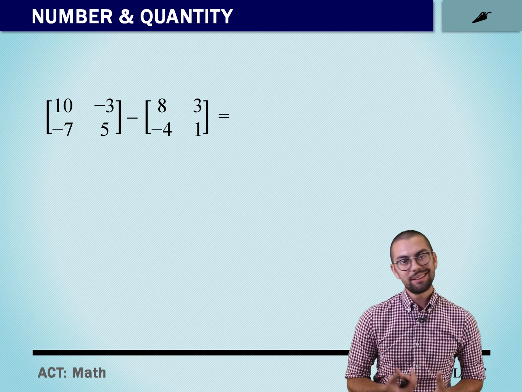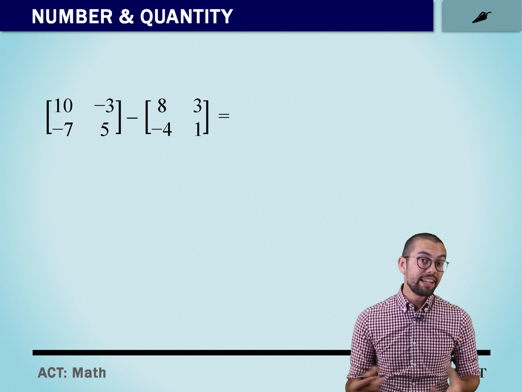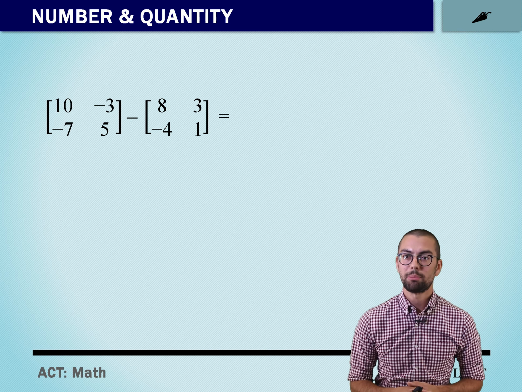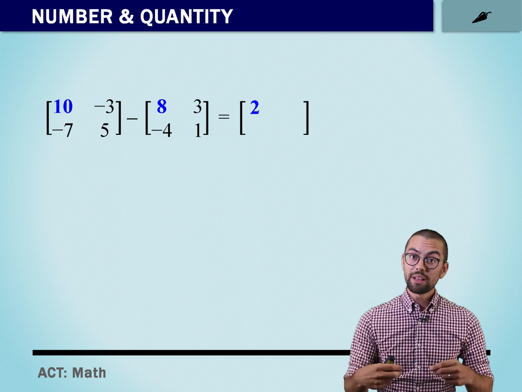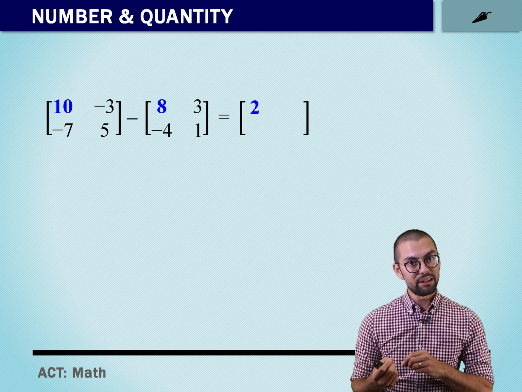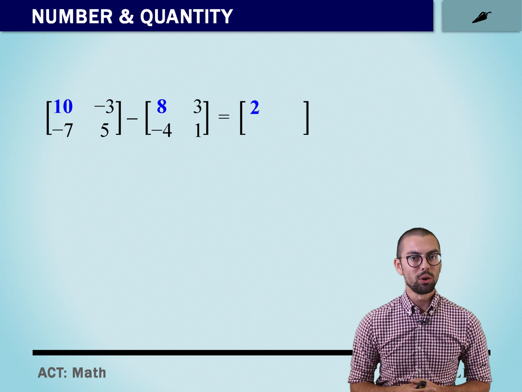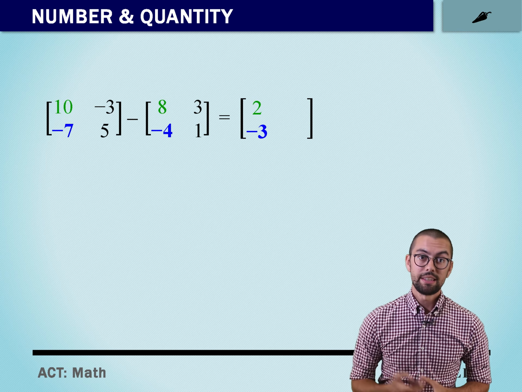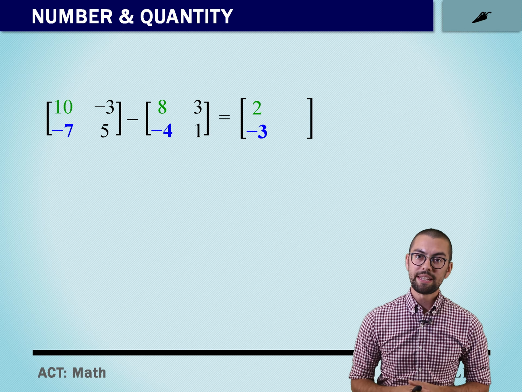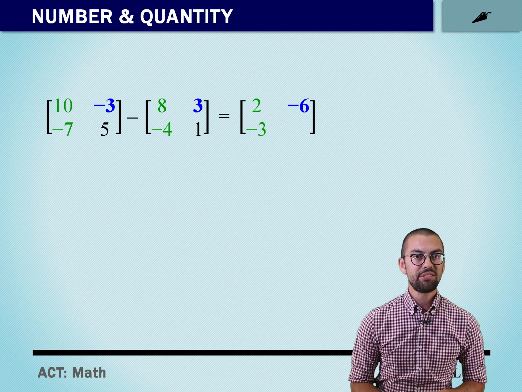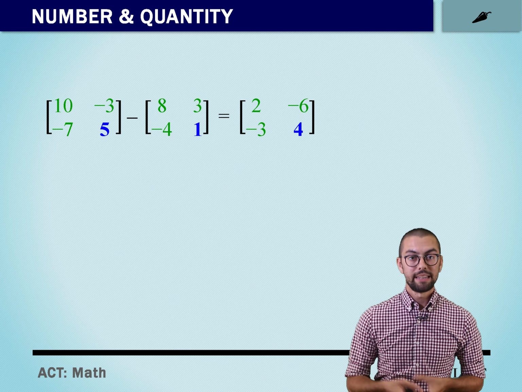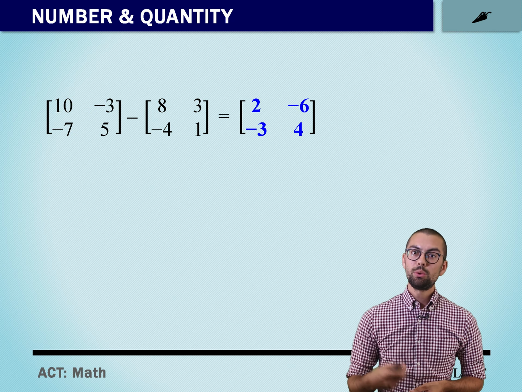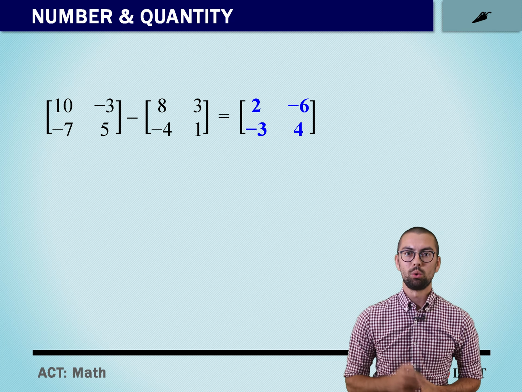Now, what about subtraction? Well, subtraction's really the same as addition. Instead of adding corresponding entries, we just subtract corresponding entries. So, upper left becomes 10 minus 8, or 2. The lower left is negative 7 minus negative 4, or negative 7 plus 4, which is negative 3. In the upper right, we'll get negative 3 minus 3, gives us negative 6, and the lower right is 5 minus 1, or 4. That gives us our resulting matrix, 2, negative 6, negative 3, 4.